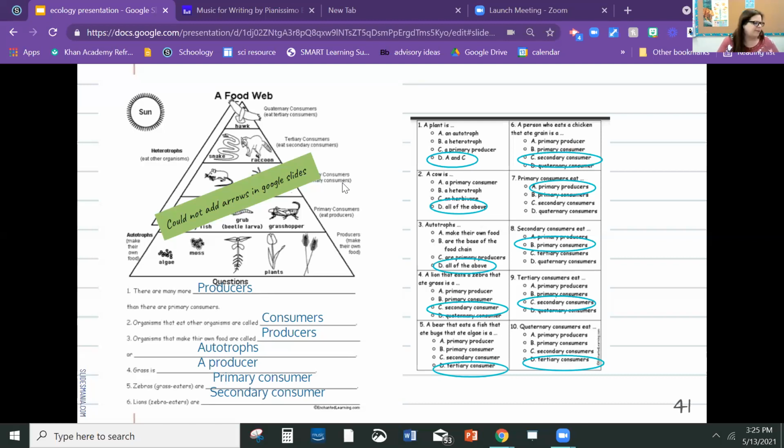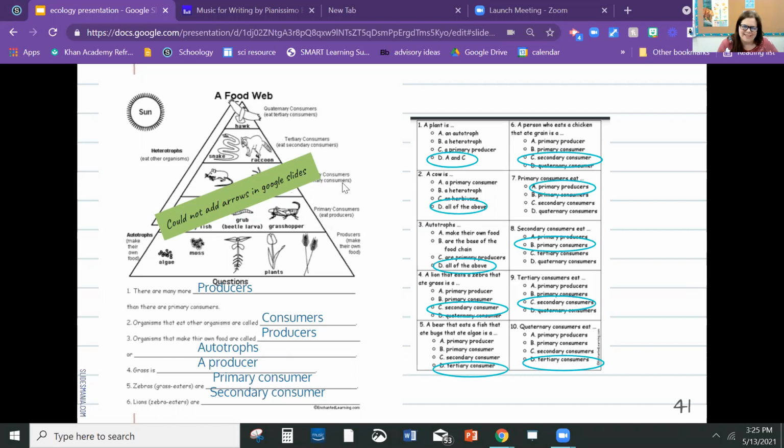Lion eats a zebra that ate grass. I start at the very end there and go, okay, grass is the producer, and then the zebra is the primary consumer, and the lion would be a secondary consumer, letter C. A bear ate a fish that ate bugs, that ate algae. Algae is the producer, bug primary, fish secondary, bear tertiary consumer, letter D. A person who eats chicken that ate grain: grain is the producer, chicken is the primary, the person is the secondary consumer. Primary consumers eat producers, secondary consumers eat primary consumers.